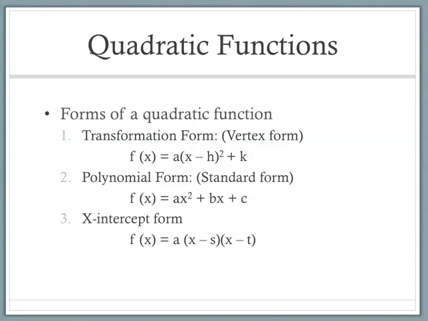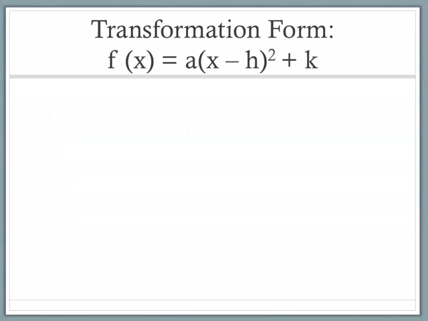Now we're going to go through each form and we're going to talk about how we can find the vertex, the x-intercepts, and the y-intercept given that form. So let's start with transformation or vertex form. Alright, so to find the vertex, as the name suggests, it is very easy to find the vertex in this form. It is simply (h, k).